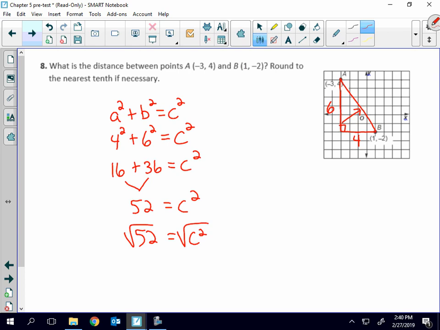All right, the square root of 52, I'll do that one out just in case, to help people with rounding here. 7.2111, blah. We're rounding to the tenths, so the 1 tells me to stay at 7.2.